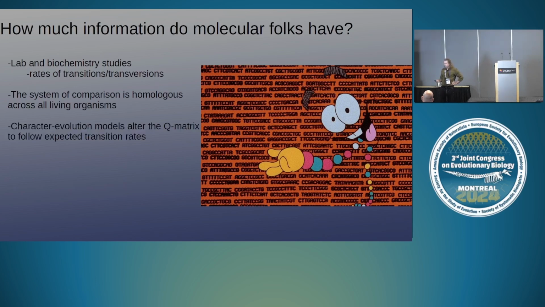And in general, these lab and biochemistry studies have allowed us to modify the transition matrices to follow our expected transitions and transversions between the various nucleotide states. And I view this as there being a thermodynamic limit on rates. We are looking at this at the lowest possible scale, and so we are seeing the constraints that are going to limit how much information we can extract from molecular data.